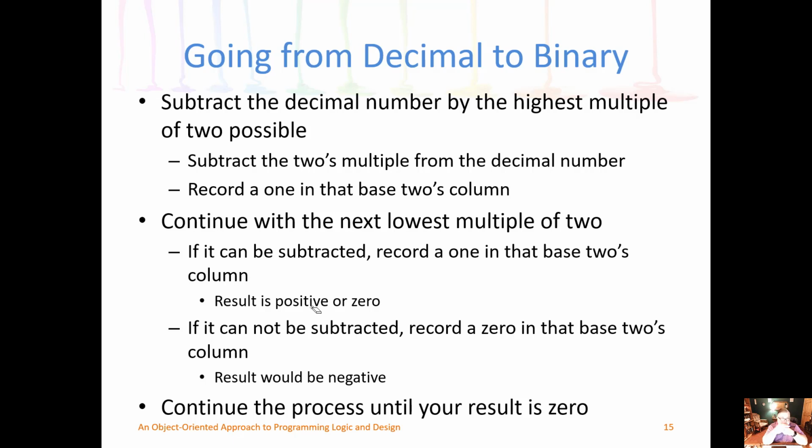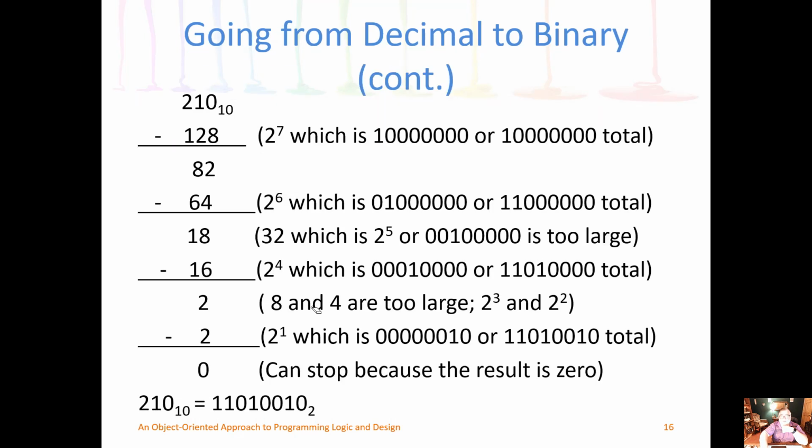And I'll show you some examples of this. Then we continue with the next lowest multiple of 2. If it can be subtracted, we record a 1 in that base 2's column. And we keep going until we get to a 0. So let's just look at that here. So here we have the number 210.